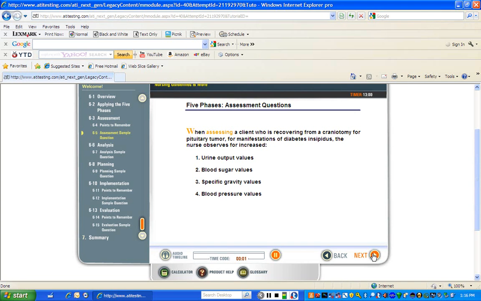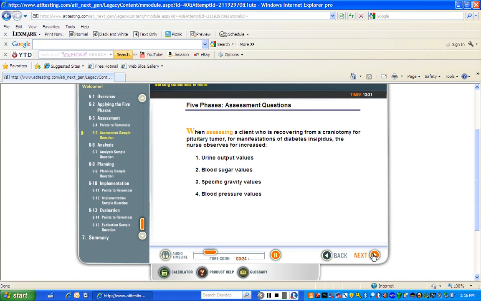Let's go ahead and separate the case scenario from the stem of the question by restating the question, since the case scenario and stem seem to run together. The case scenario tells us that the nurse is caring for a client who is recovering from a craniotomy for a pituitary tumor. The stem of the question asks us, when assessing for manifestations of diabetes insipidus, or DI, the nurse observes for increased. Let's identify the critical elements.